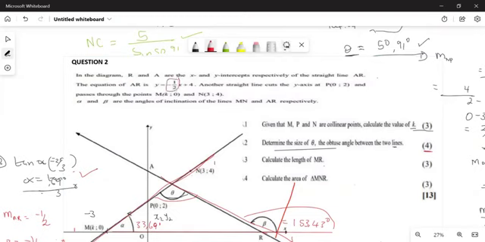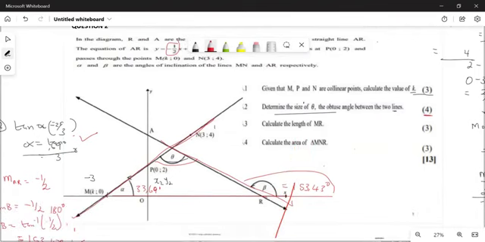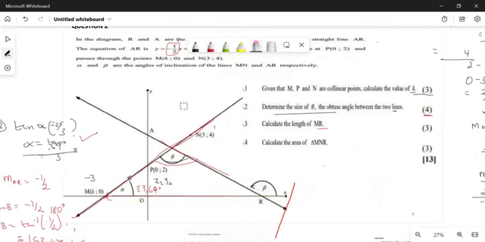Okay. You want the length of MR. You don't know the coordinates of R, but you know the coordinates of M. Let's use that to our advantage.